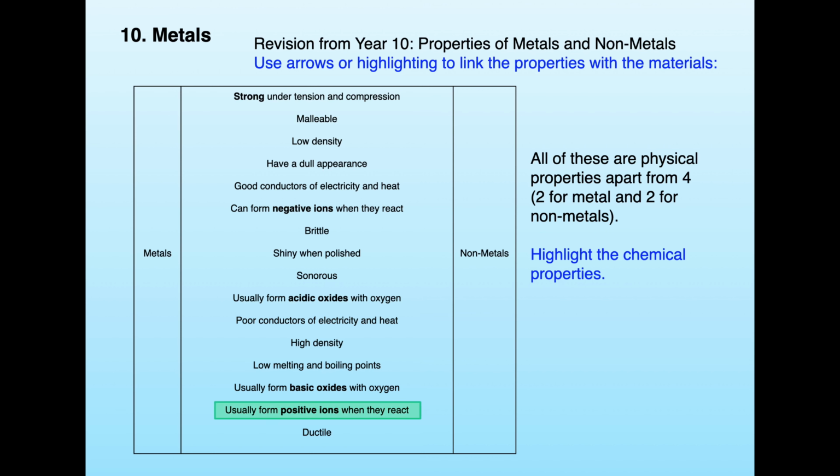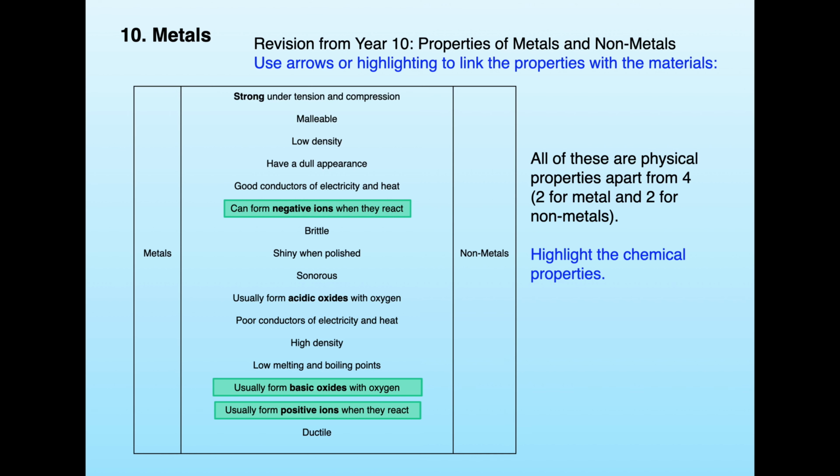Okay, for the metals, metals form positive ions when they react. We saw that in the last section. And they usually form basic oxides with oxygen. Remember, basic oxides react with acids. So for example, magnesium will form magnesium oxide with oxygen, and magnesium oxide is basic. It will react with acids.